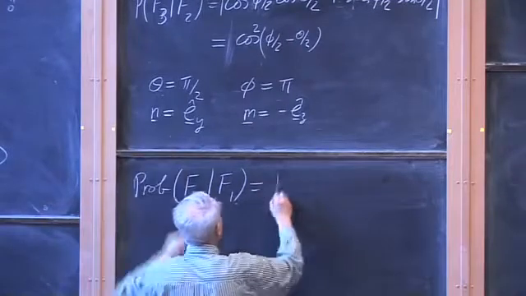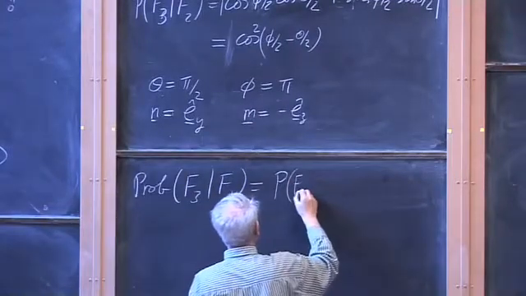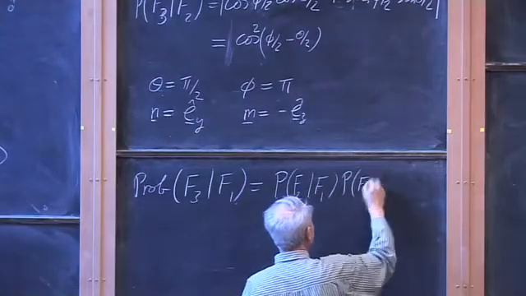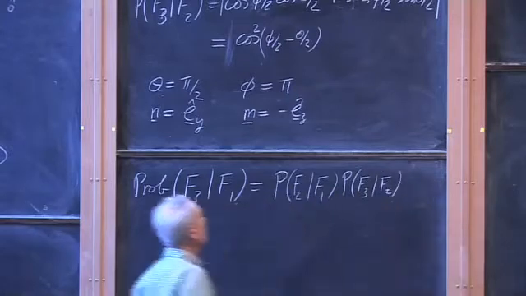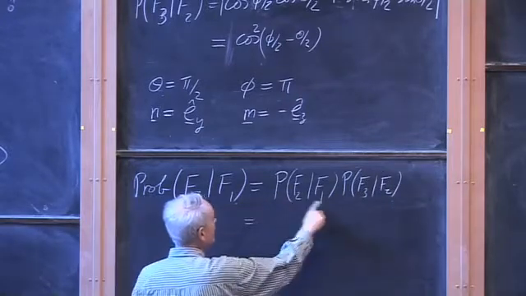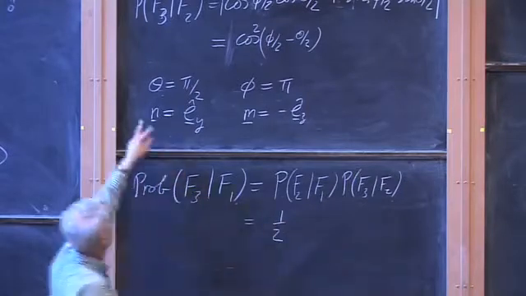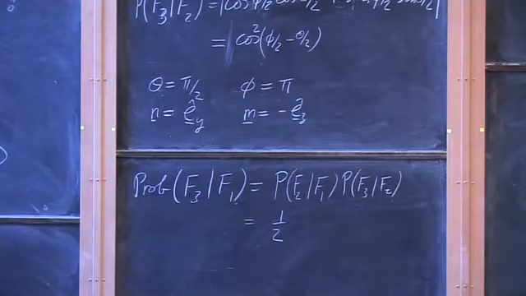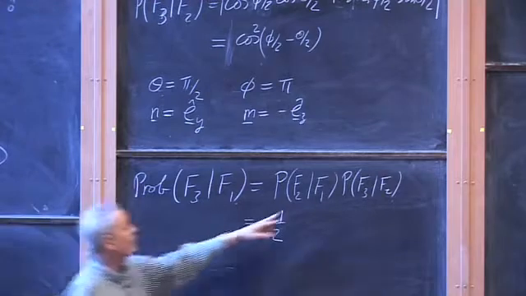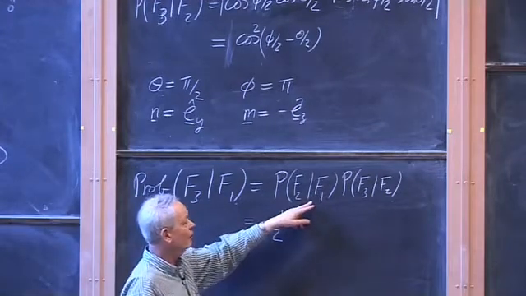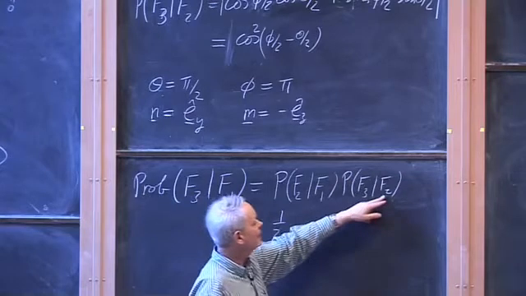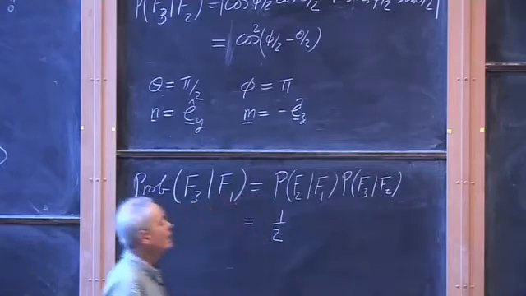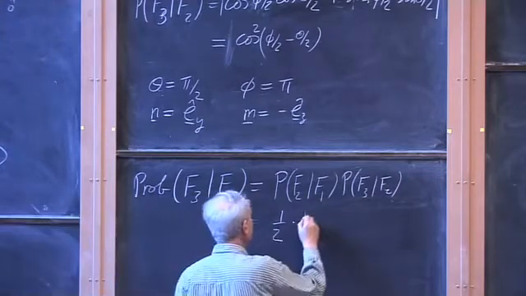What is that? Well, it's the probability of passing the second filter, given that you passed the first, times the probability of passing the third filter, given that you passed the second. In the case that theta was pi upon 2, so we were measuring in a direction perpendicular to the direction associated with the first filter, this probability came out to be a half. We felt that was natural. This probability is going to be a half as well, because we've seen that it depends on the difference in the two angles, and the difference in the two angles here is pi upon 2.